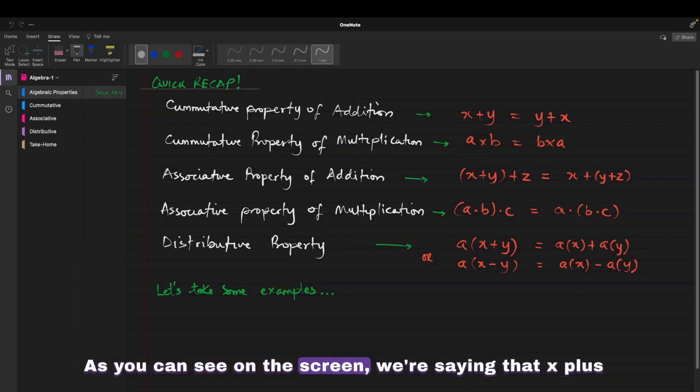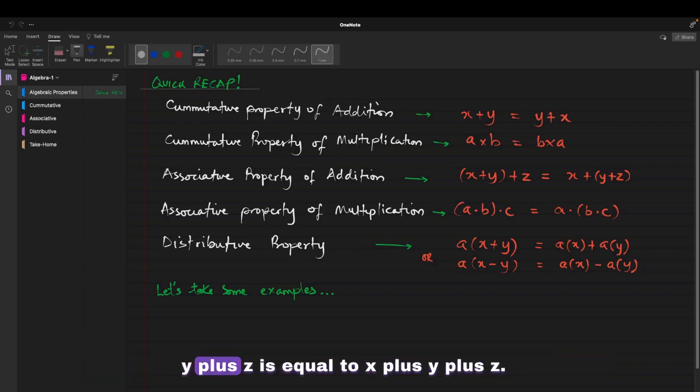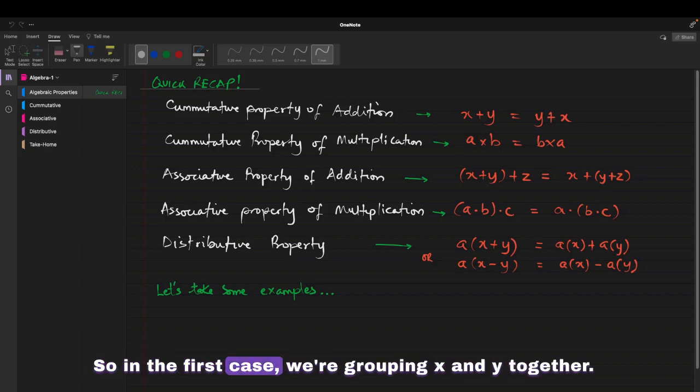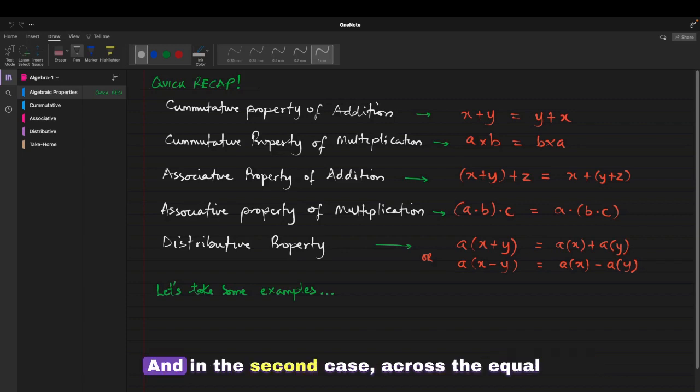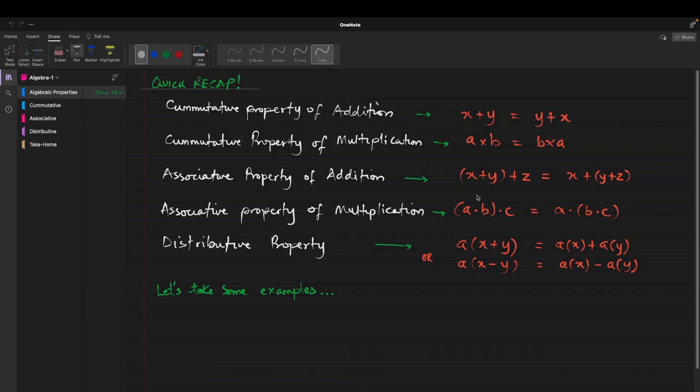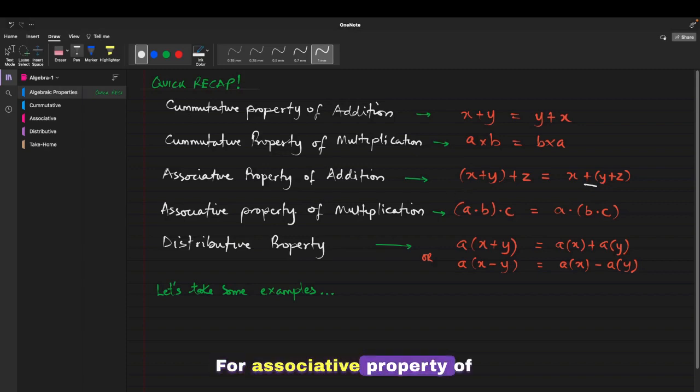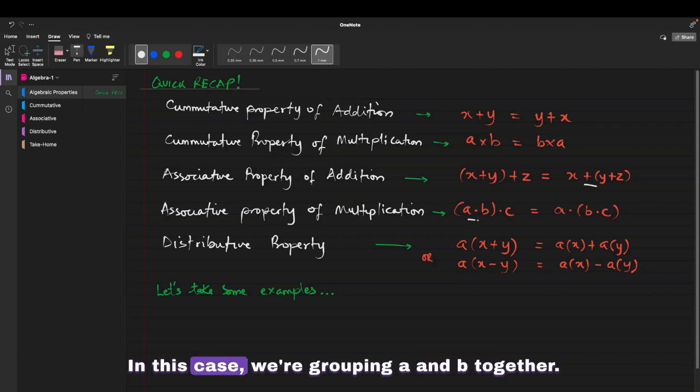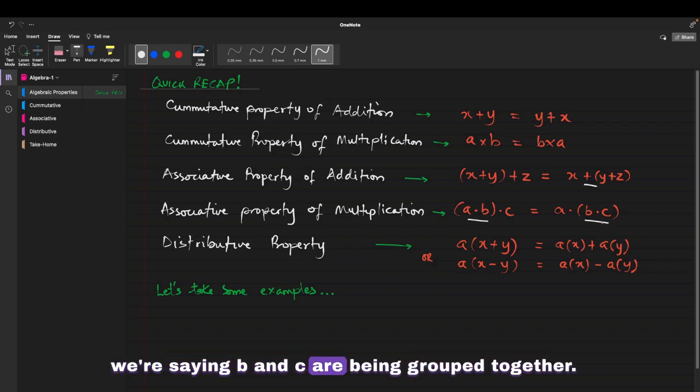As you can see on the screen, we're saying that x plus y plus z is equal to x plus y plus z. So in the first case, we're grouping x and y together. And in the second case, across the equal to sign, we're grouping y and z together. For associative property of multiplication, it's very similar. In this case, we're grouping A and B together. And at the other side of the equal to sign, we're saying B and C is being grouped together.